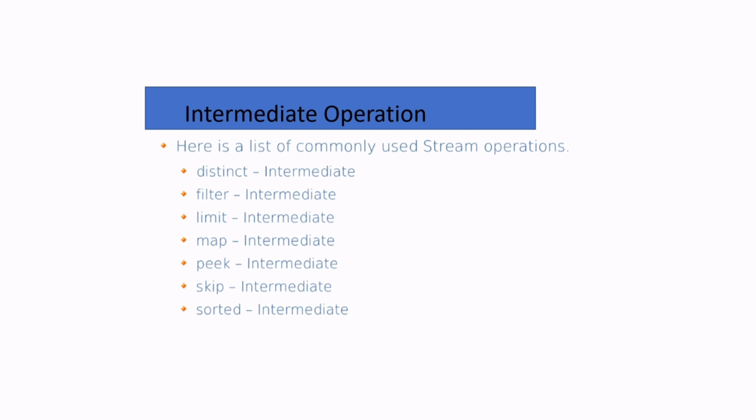Limit: if you want only a specific number of elements, you can limit. You need to pass a specific figure here. Map internally uses a function interface. Function interface helps us to convert one form to another form. Peek: if you want to pick the uppermost element, you can use peek. Skip: if you want to skip certain elements from the stream, you can apply this skip intermediate operation. Sorted, which we just applied, helps to sort in natural order. So these are the intermediate operations, and whenever we apply them they always return another stream.